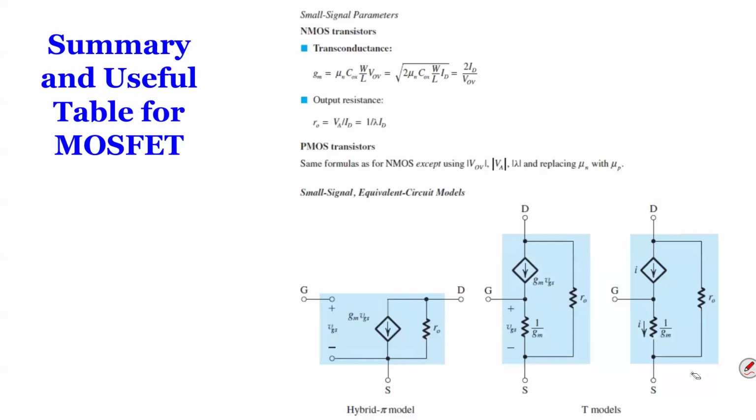In the T model, between the gate and the source, there's a resistance called 1 over GM, and that's the one that we derived. The current source didn't change, still GM times VGS. And then there's RO. Remember, one thing that students often get wrong is connecting RO between the drain and the gate. That is wrong. It should be connected between drain and source.